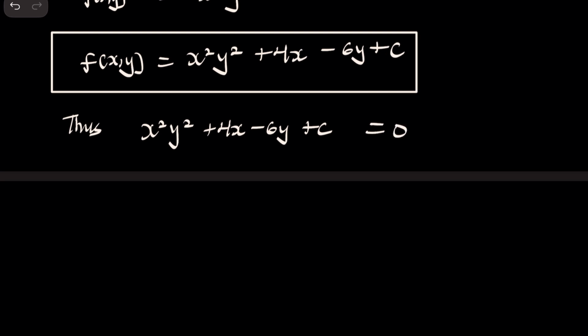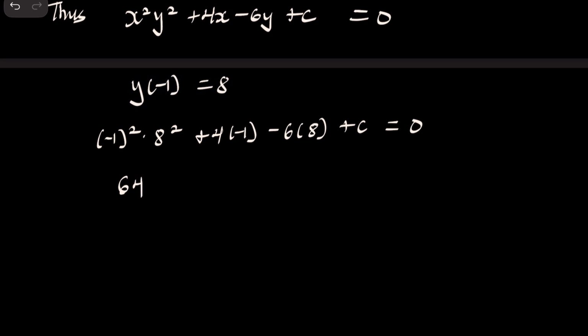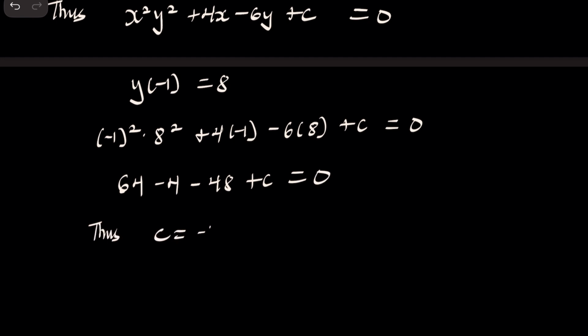Now from the question, we have our initial condition to be y of minus 1 is equal to 8. Thus we are going to have minus 1 squared multiplying 8 squared plus 4 times minus 1 minus 6 times 8 plus c is equal to 0. And so we are going to have 64 minus 4 minus 48 plus c is equal to 0. Thus c is equal to minus 12. And so our particular solution will be giving us x squared y squared plus 4x minus 6y minus 12 is equal to 0.